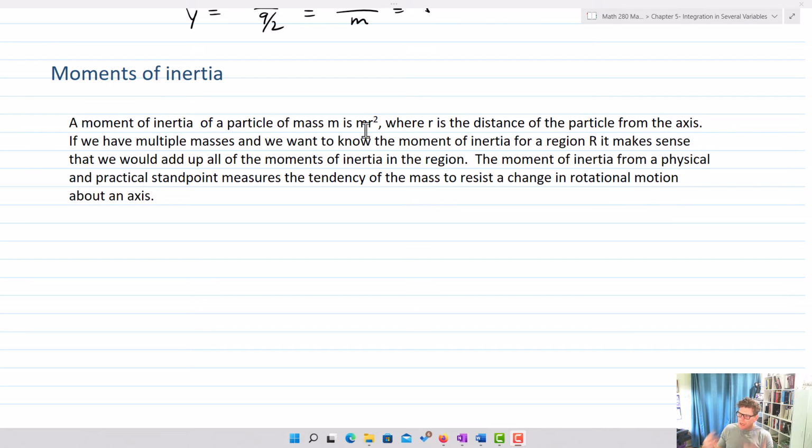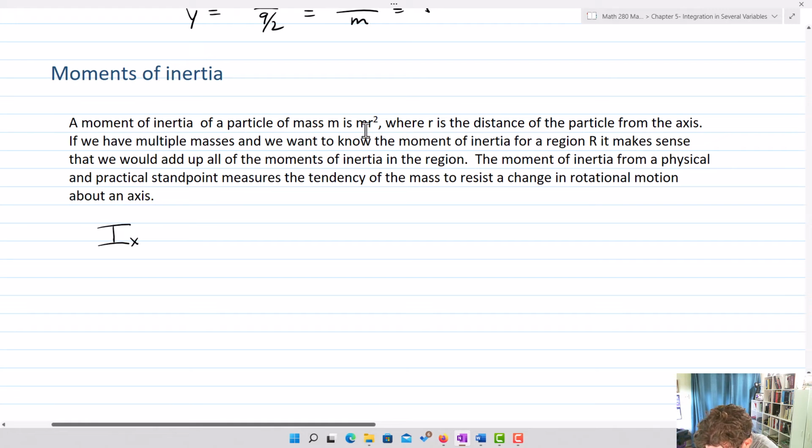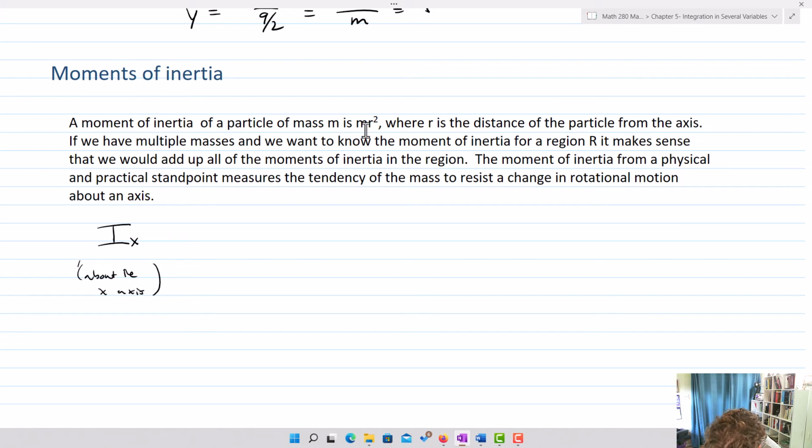Now, what we're going to see is that it's very closely related to moments. So we're going to call our moment of inertia, we're going to start out with Ix, and this is about the x-axis. If it's about the x-axis, then it's going to be with respect to some y values.